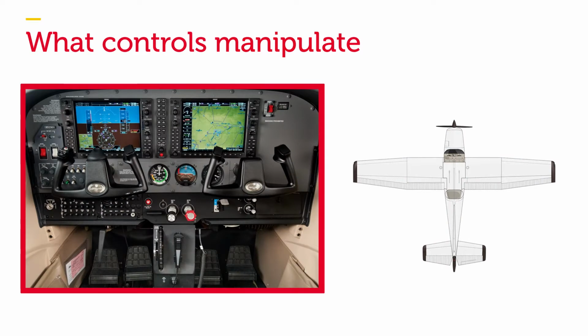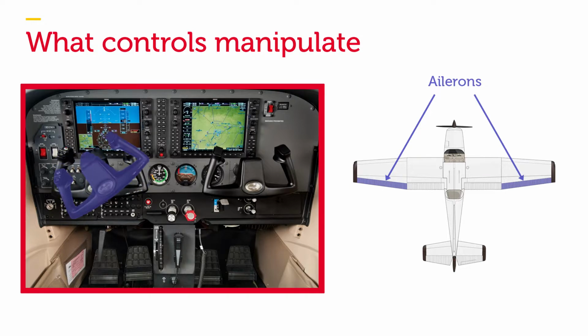So before we start our actual effects of controls lesson, we need to understand what controls we're actually going to be manipulating. So first up, we have our ailerons. The ailerons are located on the outboard sections of the wings. And as you can see on the control column, highlighted in blue, we're going to manipulate the control columns by rolling them left and right. This will get the aircraft to turn to the left and turn to the right.